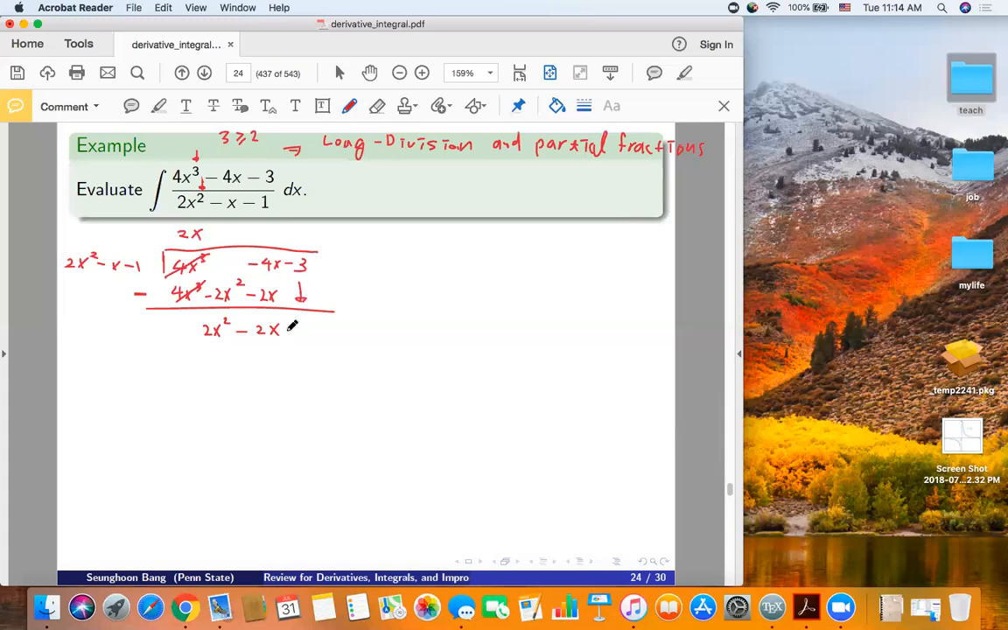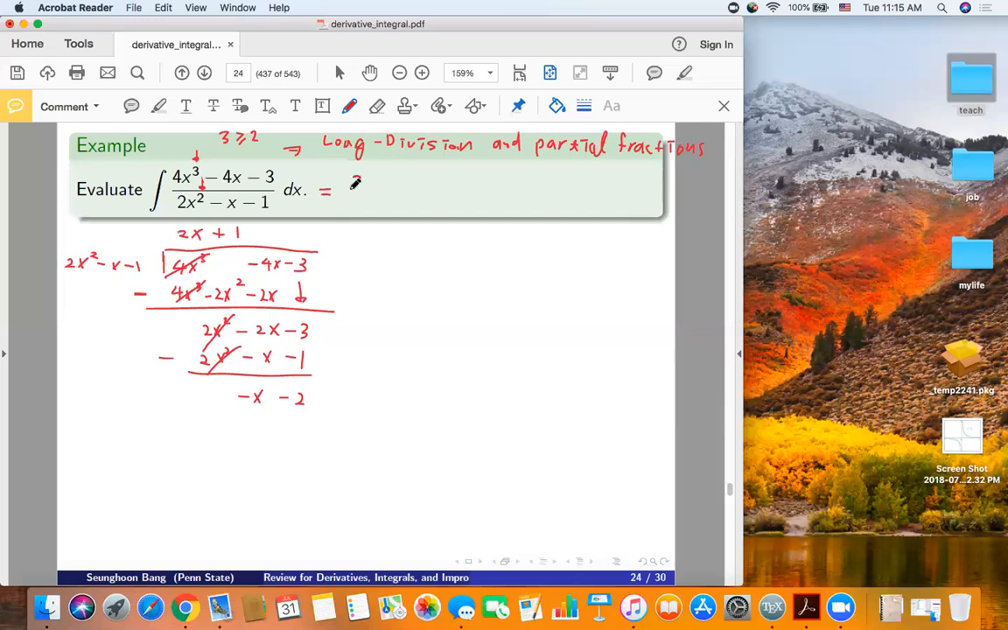Here, negative 3 is like down. So we have it. Next, we need 1. 1 times 2x squared is 2x squared. 1 times minus x is negative x. Minus 1 times 1 is negative 1. So subtract again. The 2x squared is cancelled. Negative 2x minus negative x is minus x. So negative 3 minus minus 1 is negative 2.